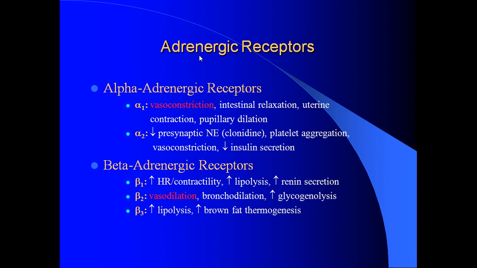So where are these hormones acting? They are acting on adrenergic receptors. So how many types do we have? Alpha adrenergic receptors and beta adrenergic receptors. Alpha further has alpha 1 and alpha 2. Alpha 1 is responsible for vasoconstriction, intestinal relaxation, uterine contraction, pupillary dilatation, while alpha 2 is presynaptic norepinephrine, on which clonidine acts. It helps in platelet aggregation, also causes vasoconstriction and decreases insulin release.